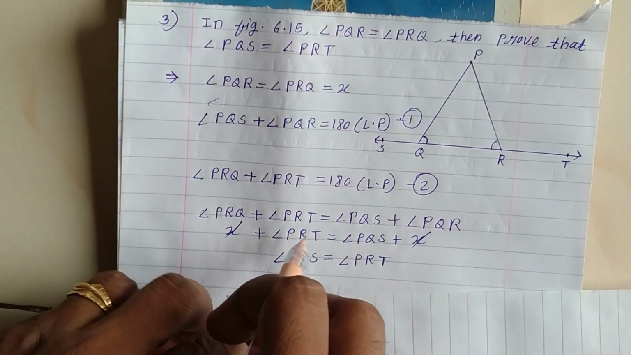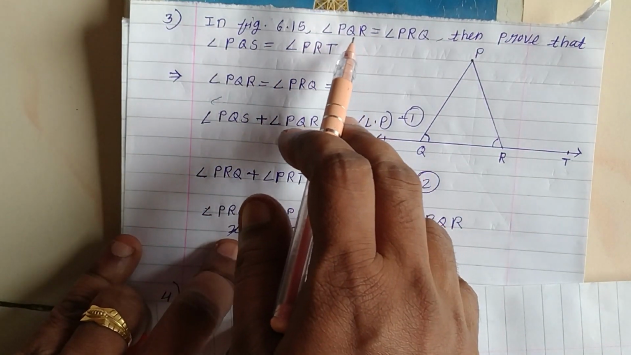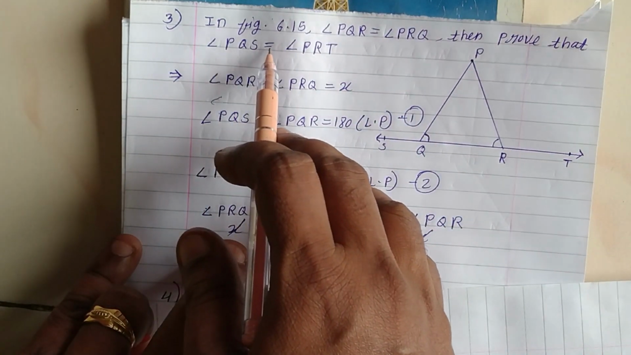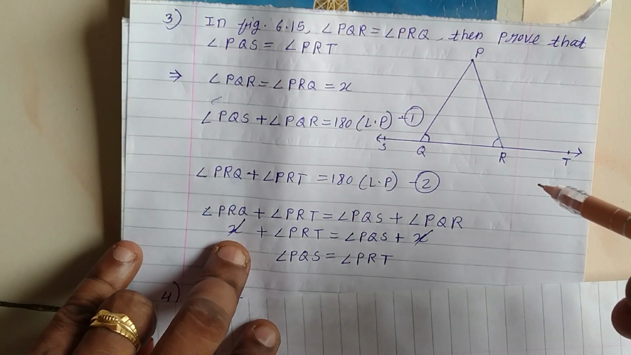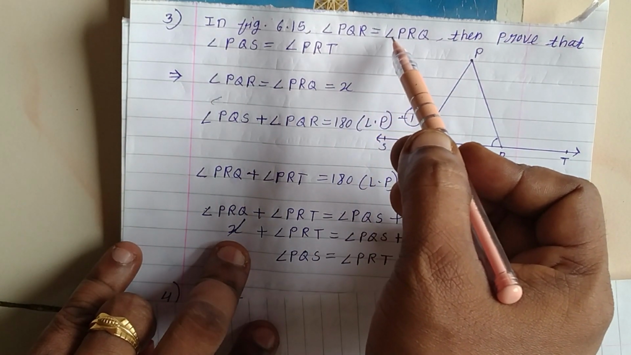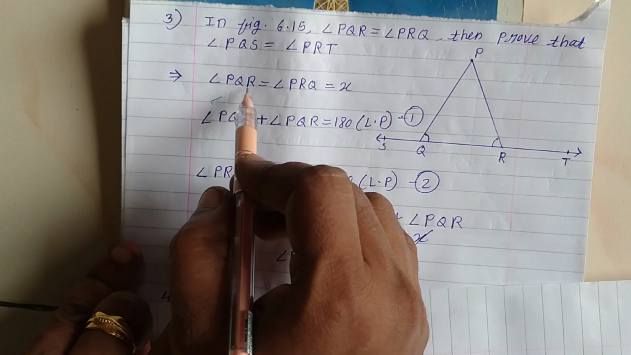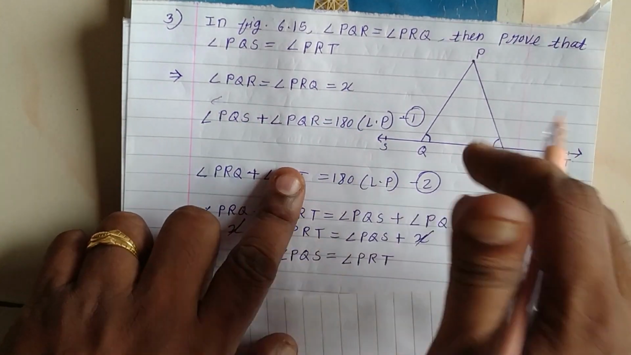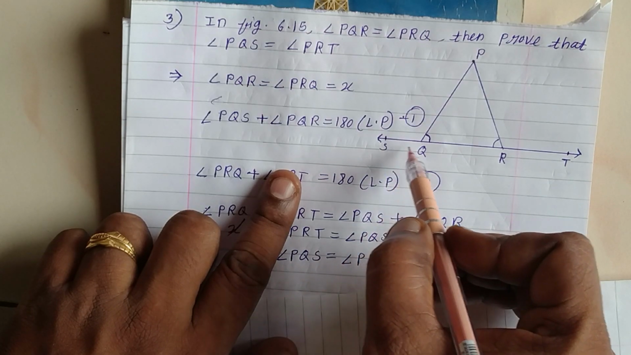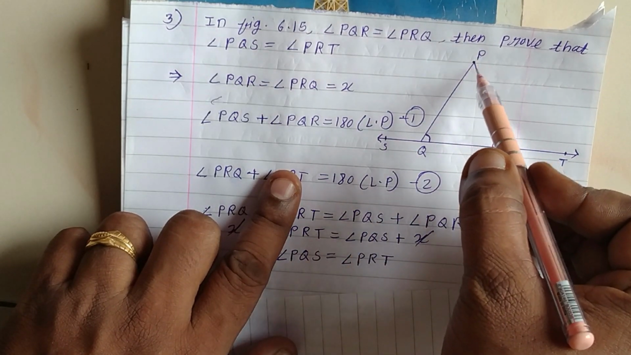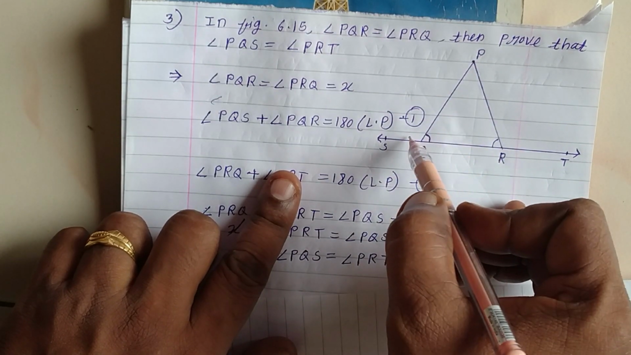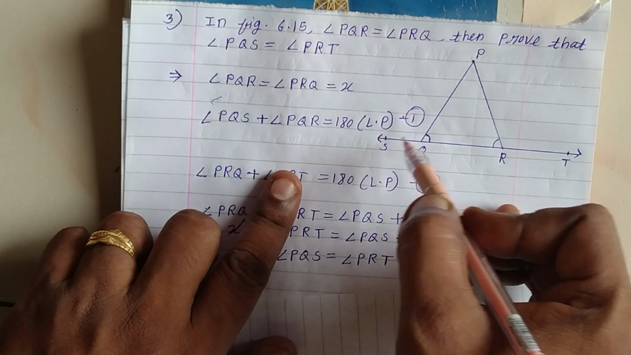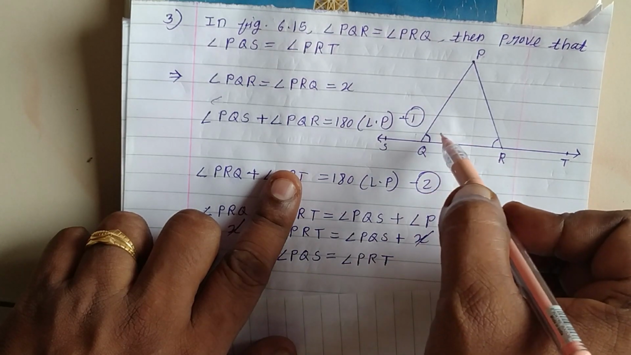Now children, question third. In figure 6.15, angle PQR is equal to angle PRQ. Then prove that angle PQS is equal to angle PRT. So here PQR and PRQ are equal, so I have taken angle PQR equal to angle PRQ equal to x. Now this is a line, you can say SR or ST is a line, and PQ is a ray on the line. So that means angle PQS and angle PQR will be a linear pair.